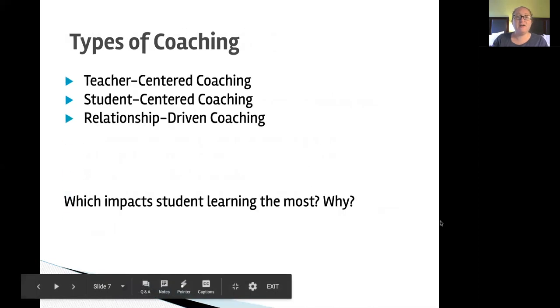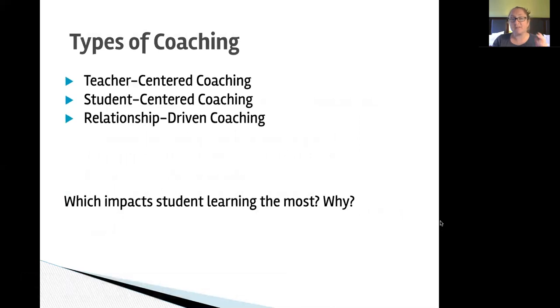Okay, so there are 3 types of coaching. The first is teacher-centered coaching, all focused on the teacher. The second is student-centered coaching, all focused on students. And the third is relationship-driven coaching, all focused on building a relationship with the teacher. So you've read about those things. Think now for a minute, which one of those, or more than one maybe, which would impact student learning the most and why? Pause the video, think about that, jot down your ideas, because we're going to come back to it.